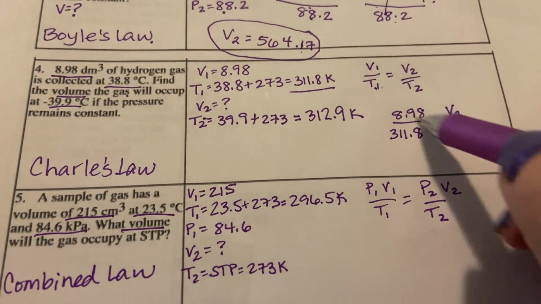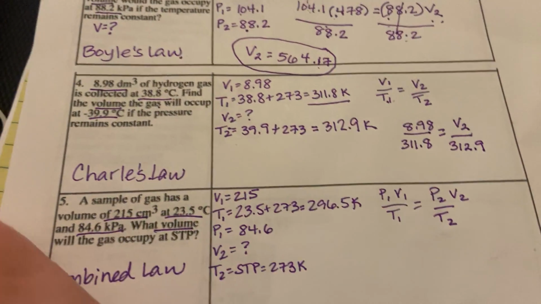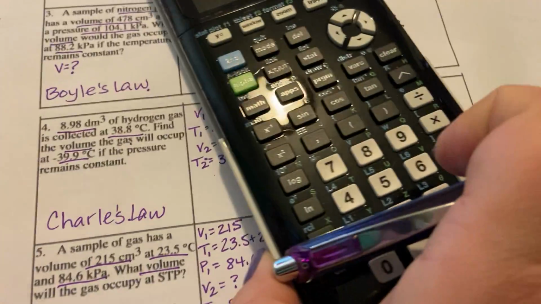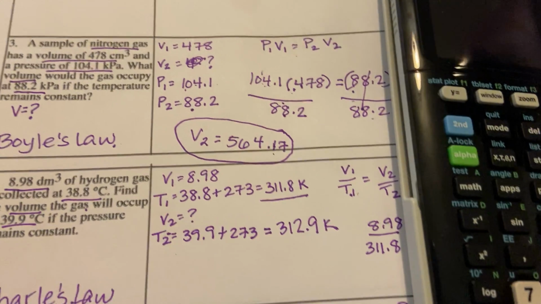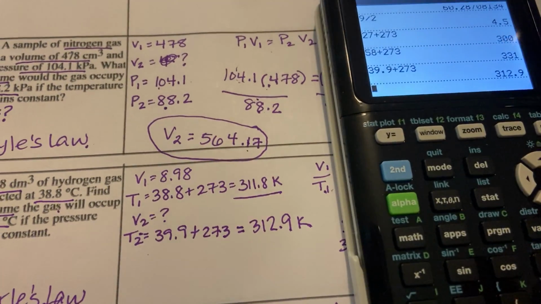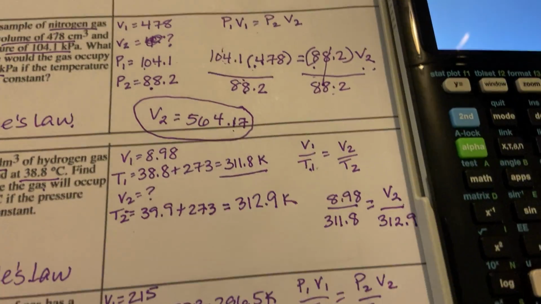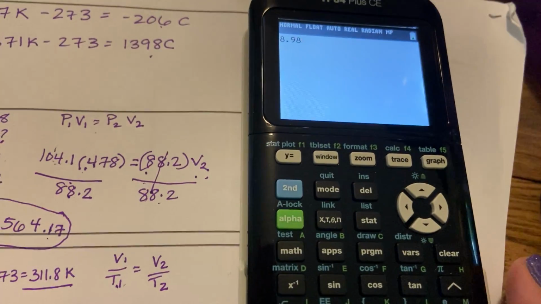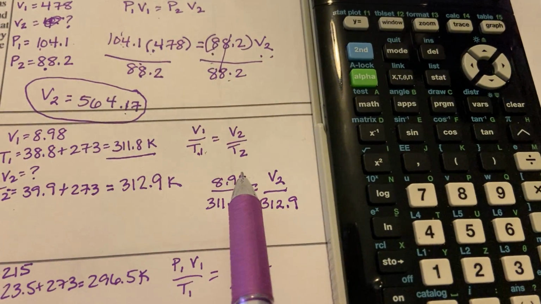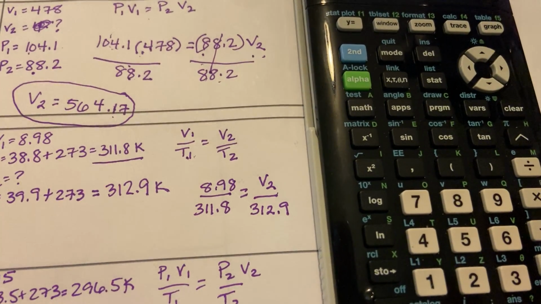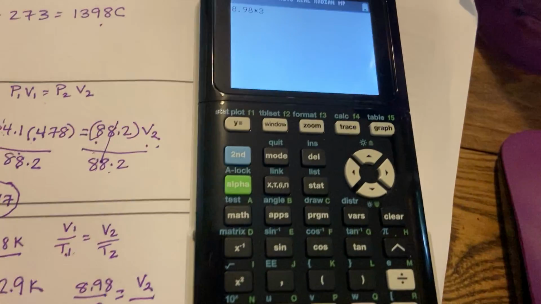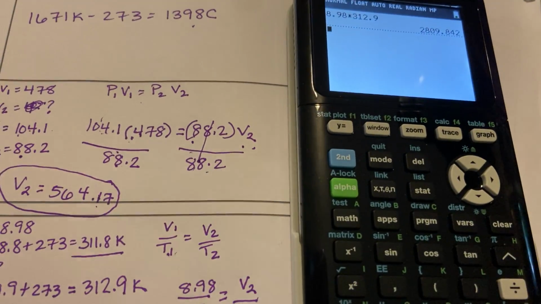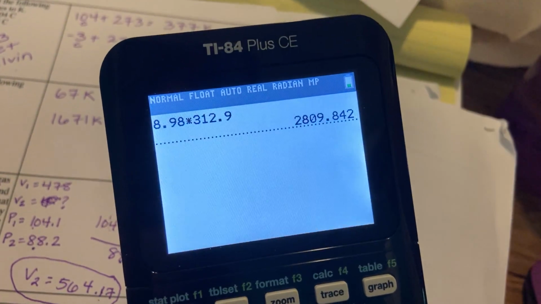Basically, you have to cross multiply. Okay, so when you cross multiply, let's do this one and I'll show you on the calculator. So I've got 8.98 cross multiply times 3.312, so times 312.9. Okay, and that equals that lovely number.